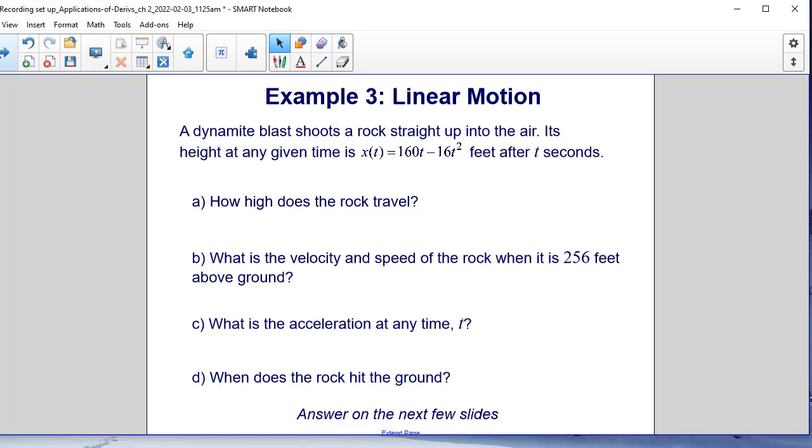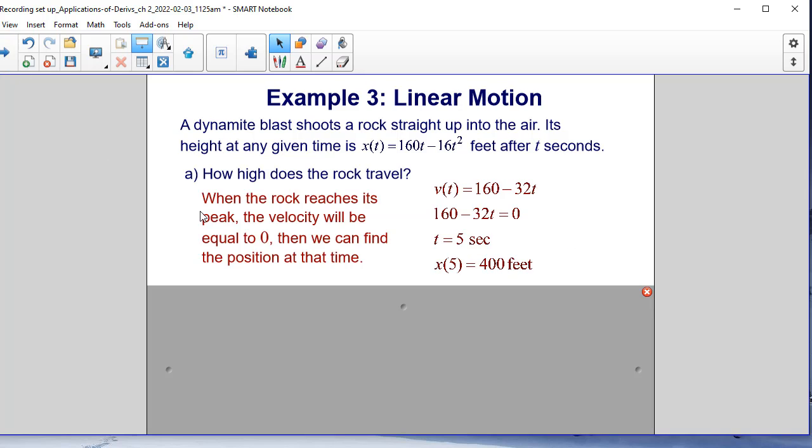A, how high does the rock travel? B, what is the velocity and speed of the rock when it is 256 feet above the ground? C, what is the acceleration at any time t? And D, when does the rock hit the ground? We're going to start with part A.